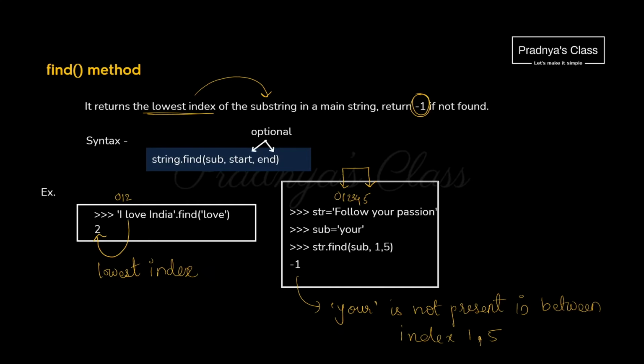Moving ahead to the next method, that is find. It will find the lowest index of the string. If you cannot find it, you will get -1. Here is the syntax. Look at the string. L started at index 2. That's why we got 2. This is the meaning of the lowest index. If you cannot find it, you will get -1.